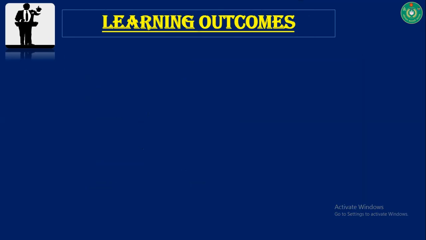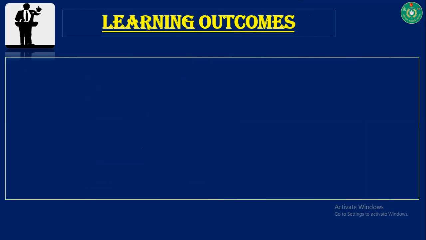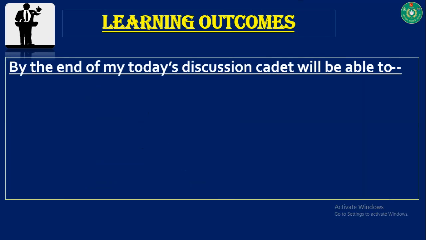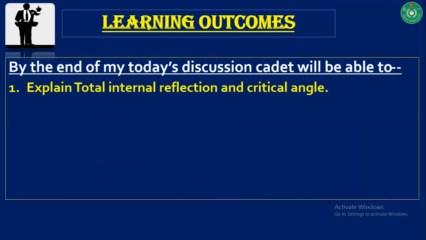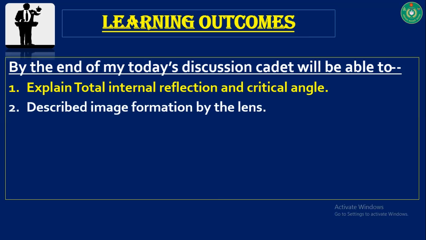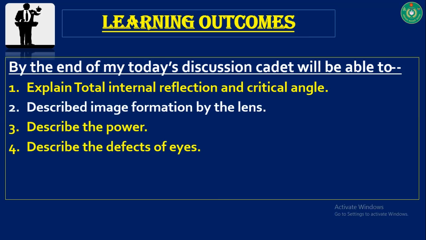Learning outcomes. By the end of this lesson, we will be able to explain total internal reflection and critical angle, describe image formation by the lens, describe the power, and describe the defects of eyes. These are the learning outcomes.